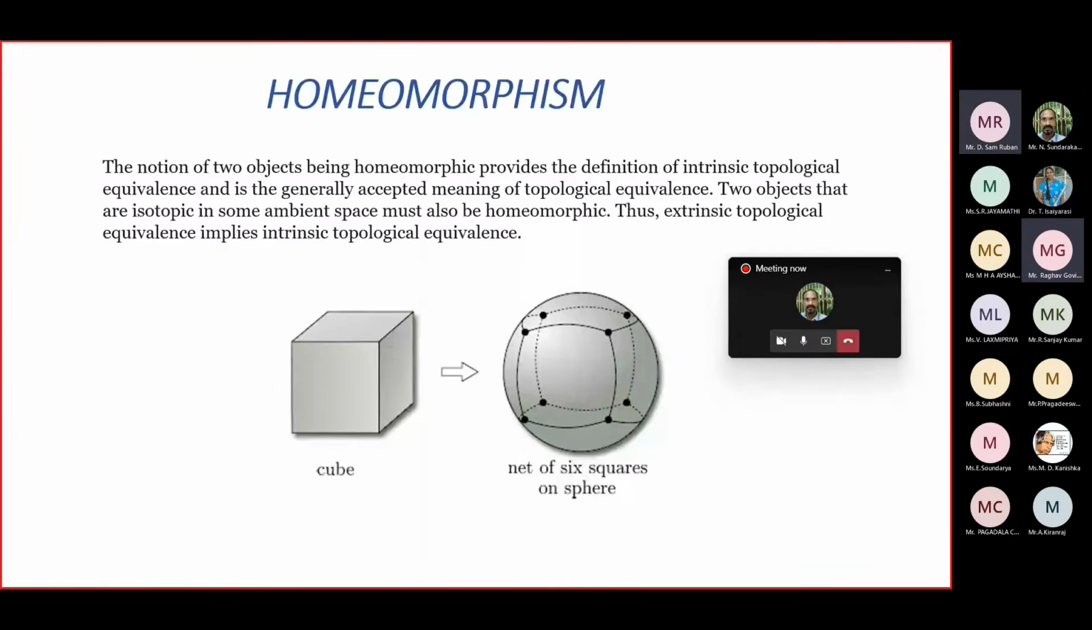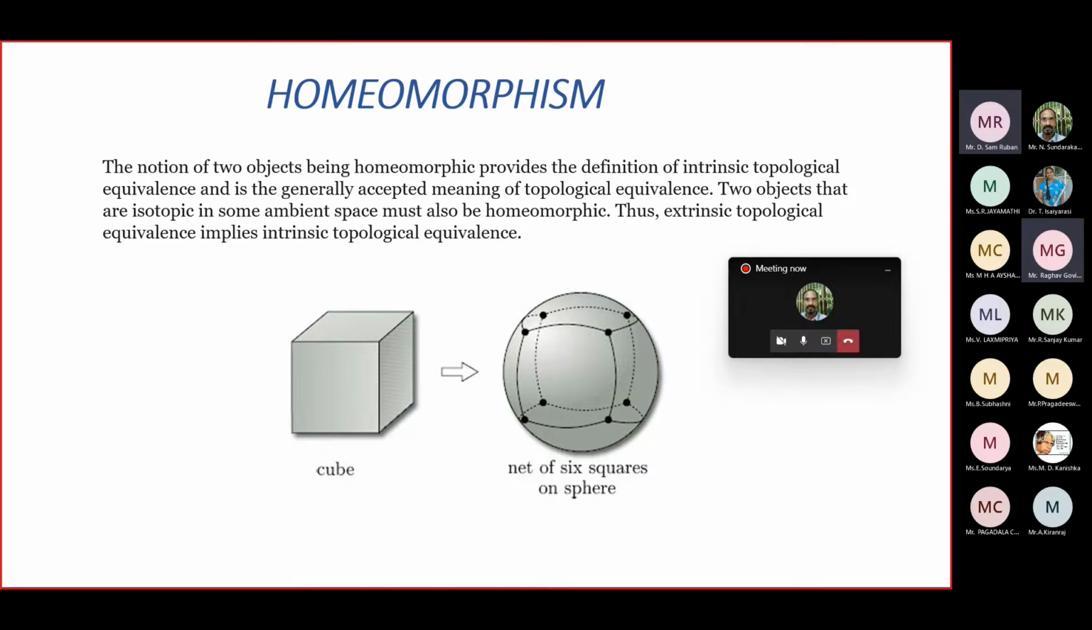And the next topic is about homeomorphism, which comes under topology. This is the main topic: the notion of two objects being homeomorphic provides the definition of intrinsic topological equivalence, and it is generally accepted as the meaning of topological equivalence. Two objects with different structures tell about the same equivalence of shapes and objects. Thus, extrinsic topological equivalence implies intrinsic topological equivalence.